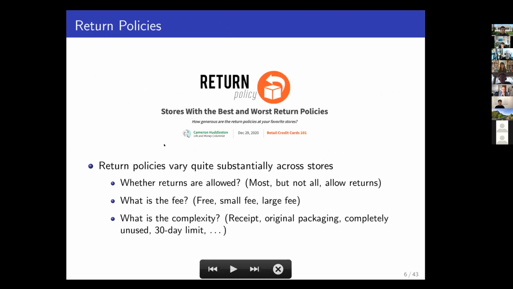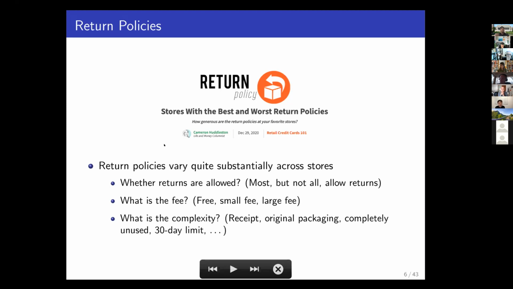So here's an article about stores with the best and the worst return policies. The return policies vary quite substantially across stores. One dimension is whether returns are allowed or not, right? Most retailers allow it, not all of them. Some dollar stores and cheaper stores don't allow returns. Then another is the fee. Is it free? Is it a small fee? Is it a large fee?